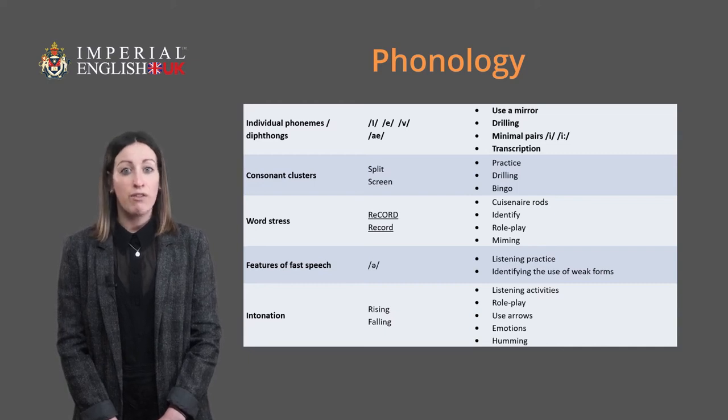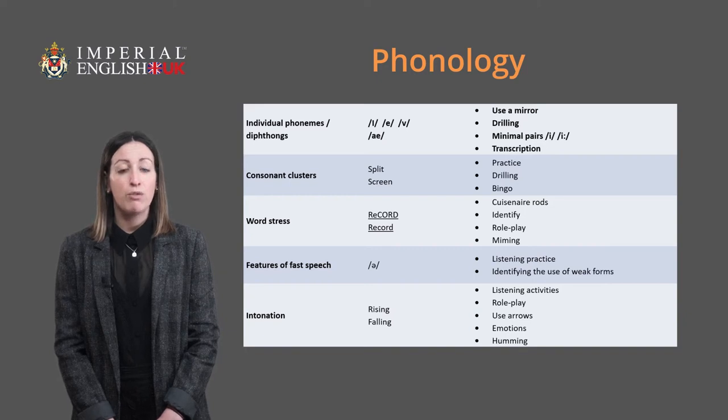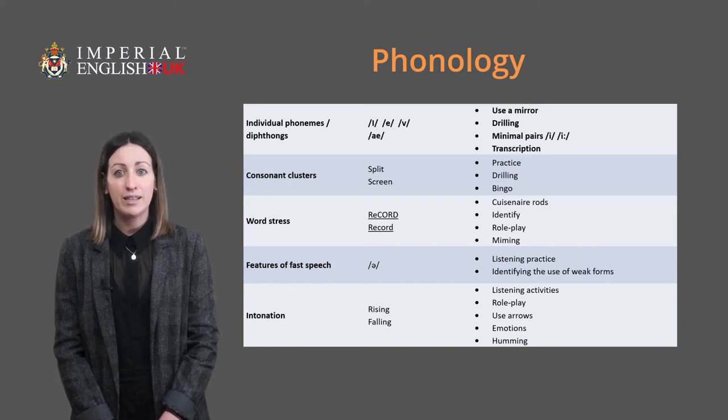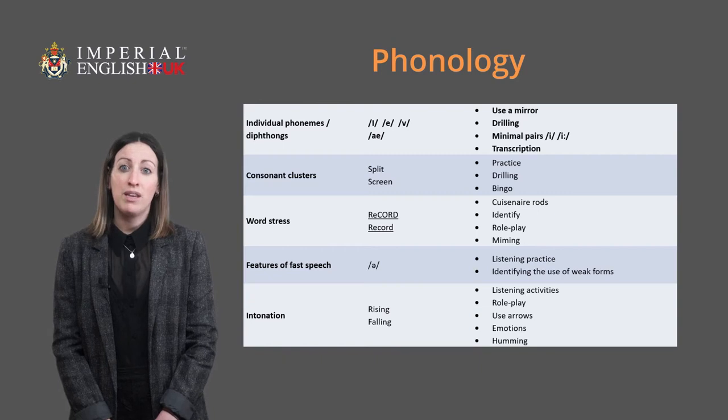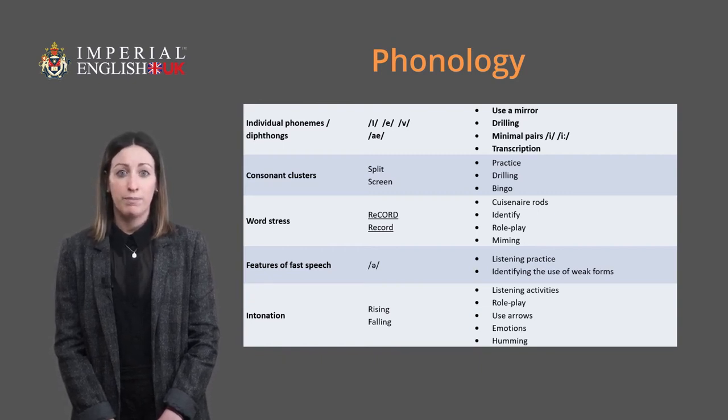Minimal pairs are an effective way of working on differences in individual sounds. For example, hit and heat, bit and beat, sit and seat. Similarly, with consonant clusters, students will need a lot of practice. Drilling and playing bingo can be an engaging and motivating way of consolidating the topic.